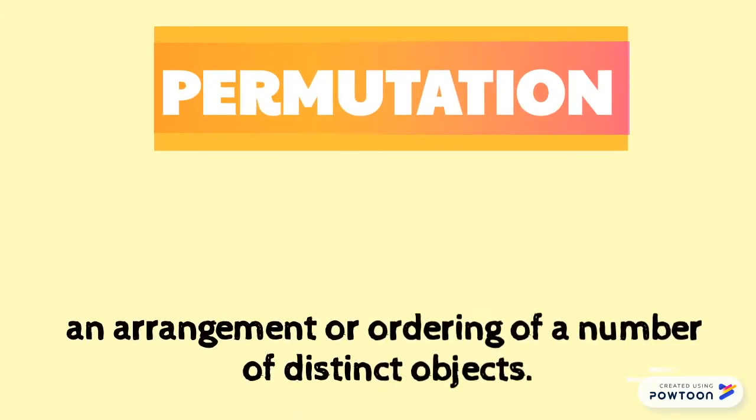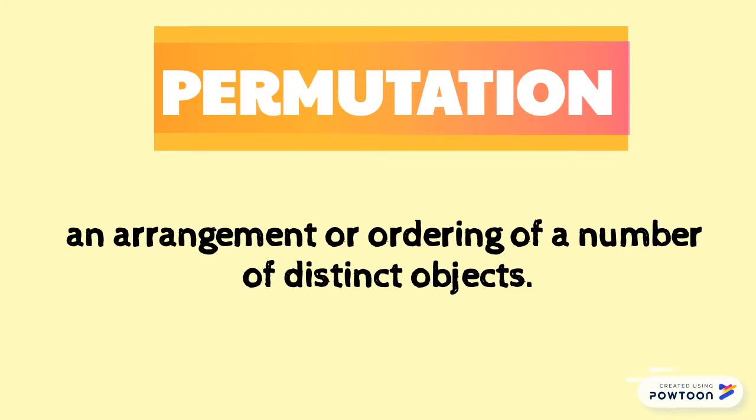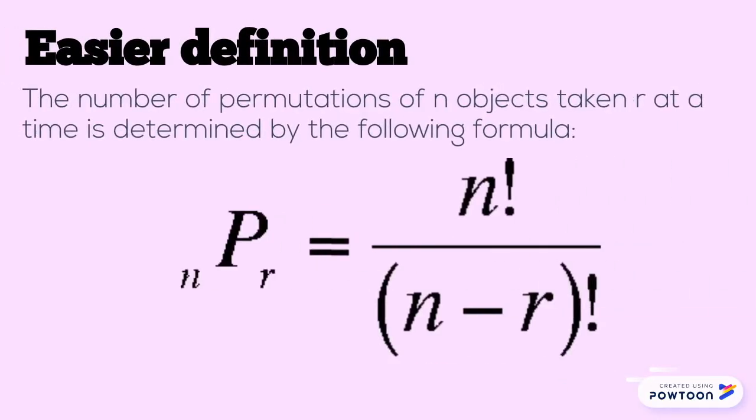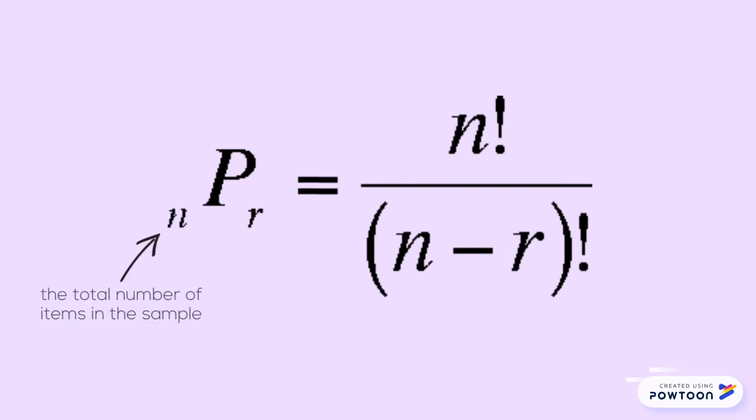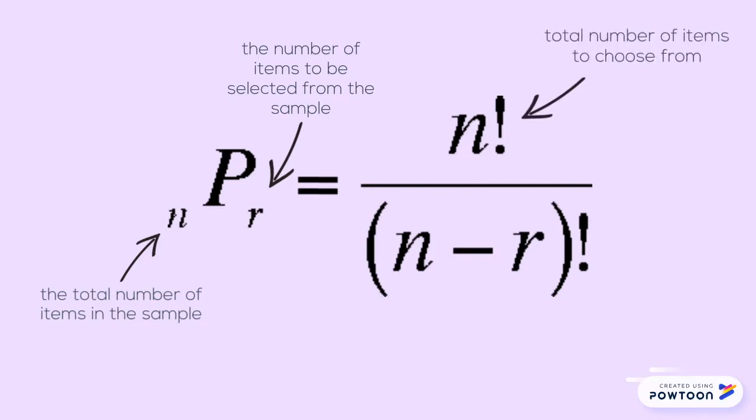So, permutation is an arrangement or ordering of a number of distinct objects. Easier definition: the number of permutations of n objects taken r at a time is determined by the following formula. n is the total number of items in the sample. r is the number of items to be selected from the sample. n factorial is the total number of items to choose from. And (n minus r) factorial is the left behind set.